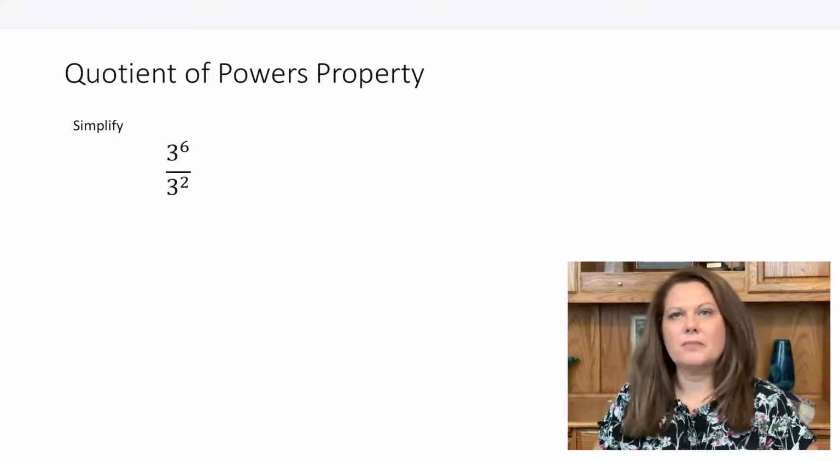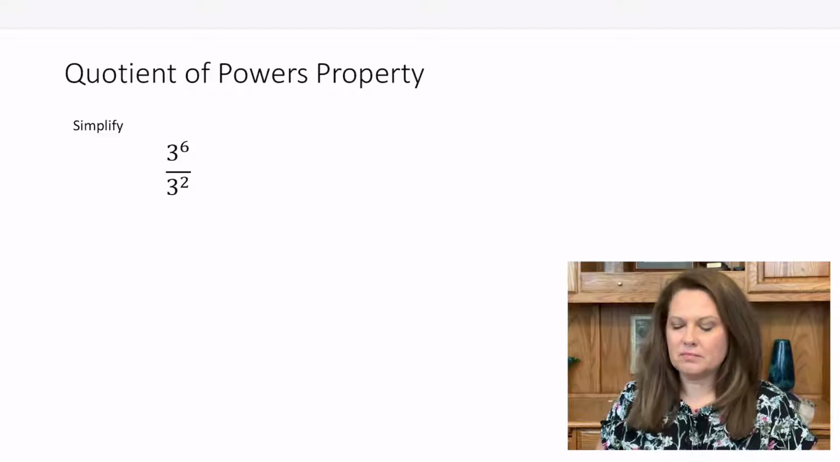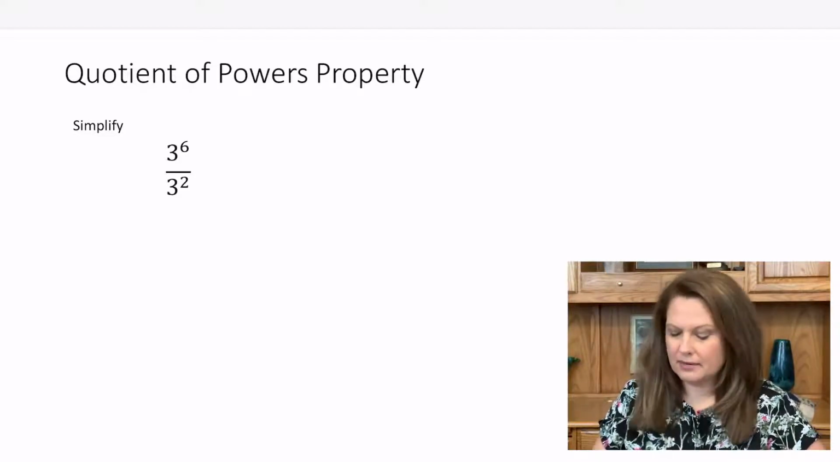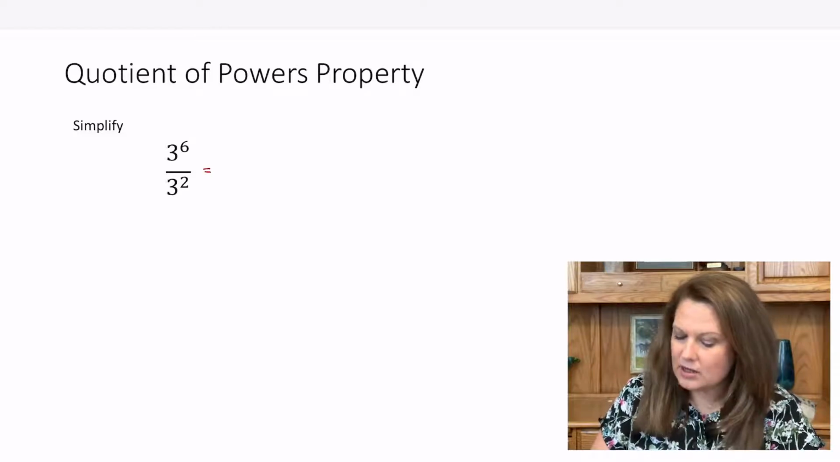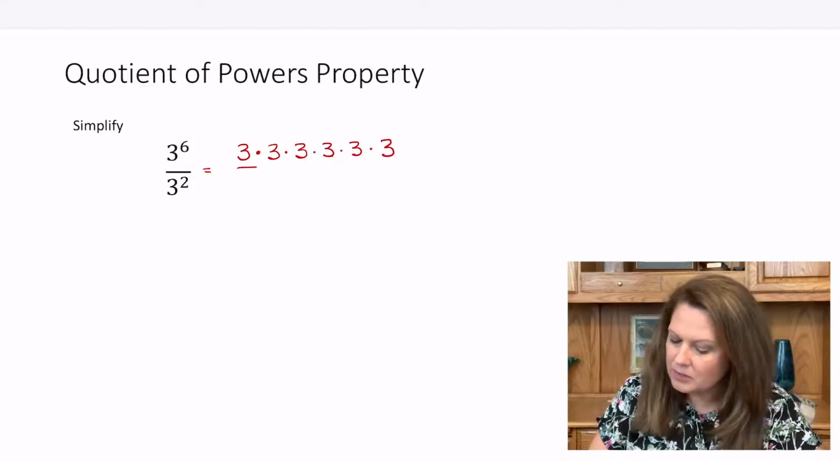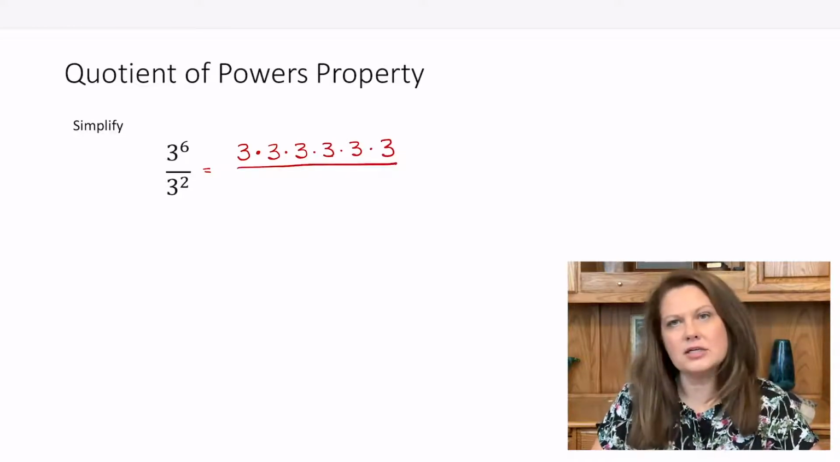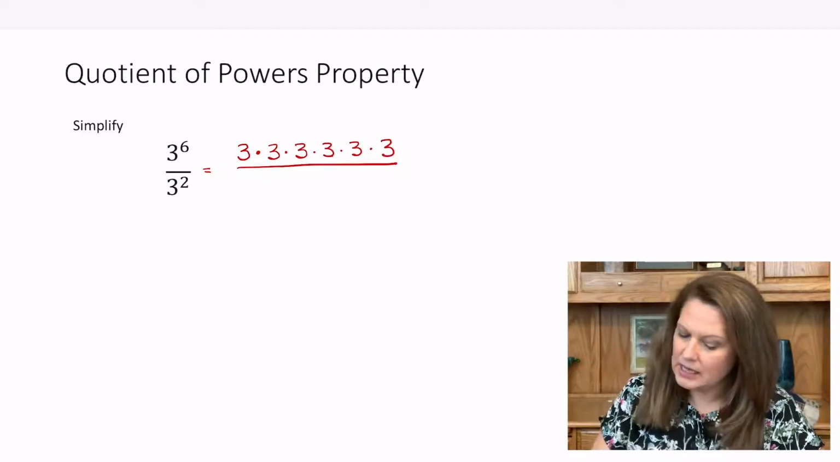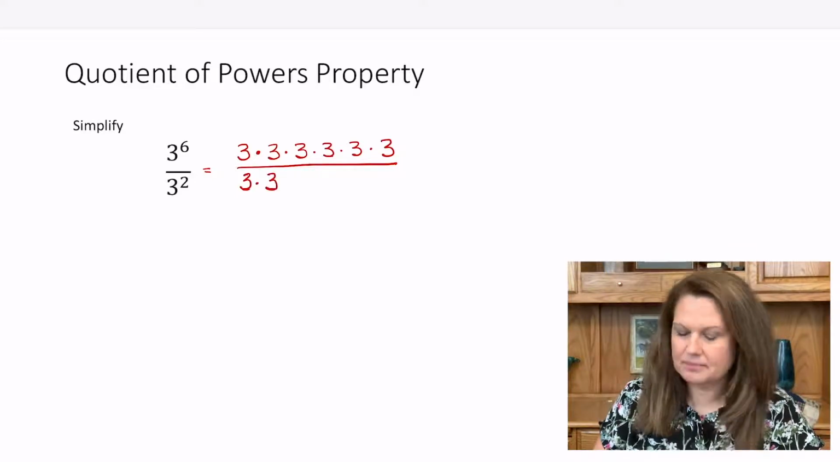So simplify, remember, just means to write in simplest terms. So we have 3 to the 6th divided by 3 to the second. And if we expand these out, I'm going to say 3 times 3 times 3 times 3 times 3 times 3. I'm going to put my fraction bar. Remember, fraction is our symbol for division. And we're going to expand 3 to the second power, 3 times 3.